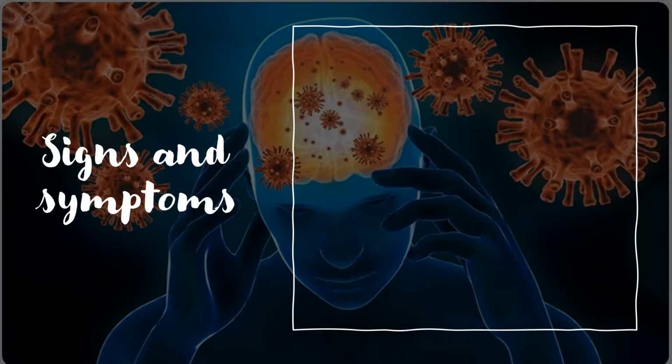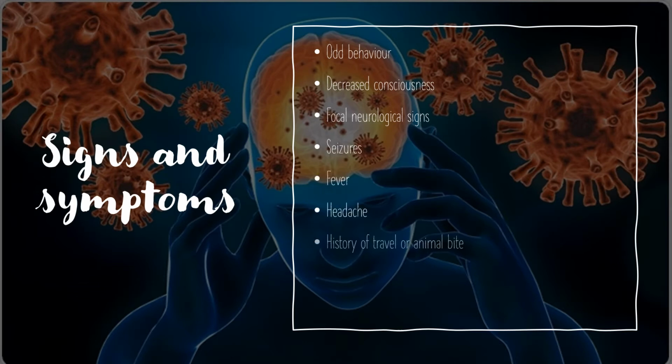So the patient may describe these previous infectious symptoms but present with new, different symptoms, and these suggest brain involvement. So that's things like odd behaviour, we call this encephalopathic behaviour, or confusion, a poor GCS, focal neurological signs, seizures, fever, headache, and when you take a history, they might describe a recent travel or an animal bite, and they might mention that they've had a recent infection.